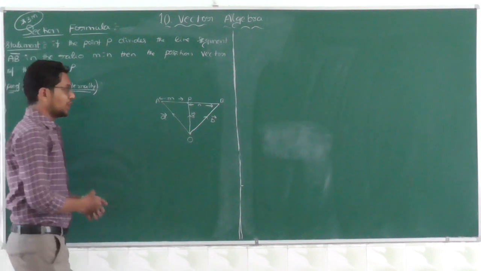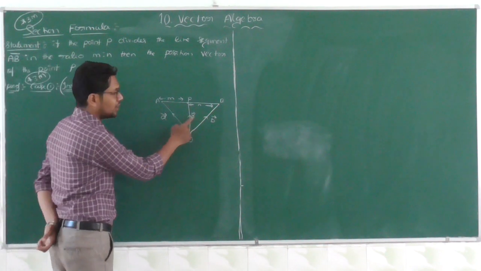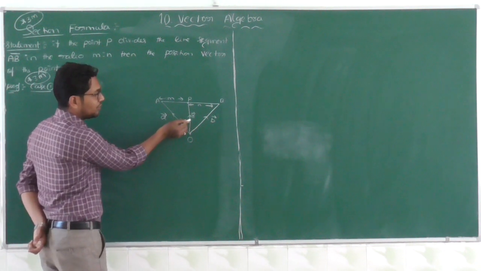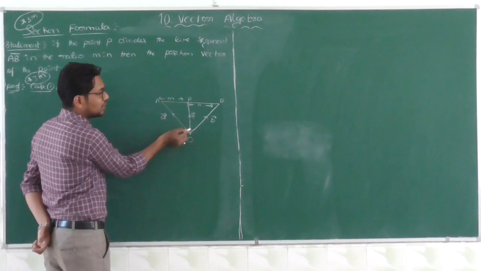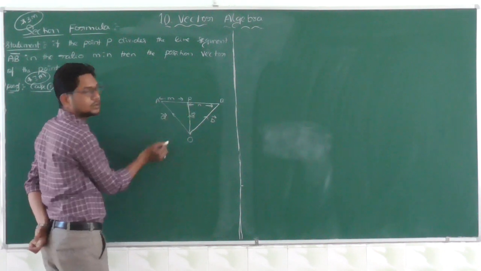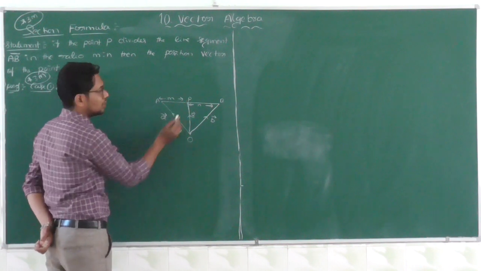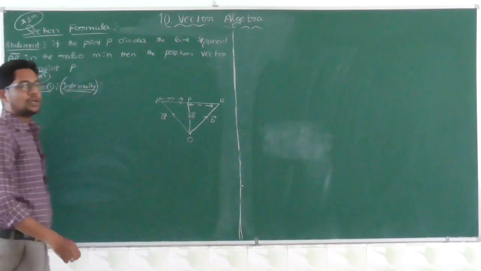Okay. Now here we have to find the position vector R vector. You just see, here we have the position vector R vector. This one, R vector, I am going to find. That is OP vector.